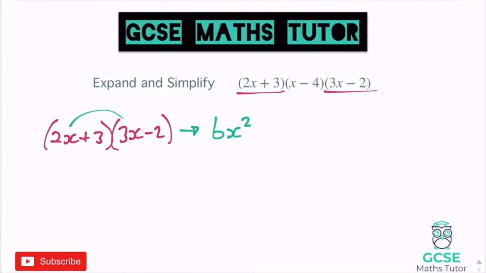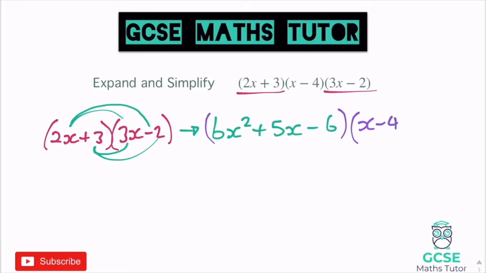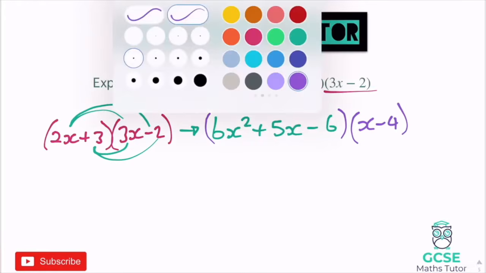And let's have a look at those middle two. So we get minus 4x plus 9x, so minus 4 plus 9 gives us 5x, so we're going to have plus 5x, and then we're going to get minus 6 at the end. There we go. So just save you a little bit of time if you can do this. And let's stick that in a bracket, and we're going to multiply it by the x minus 4. There we go. We can do it all from here now.